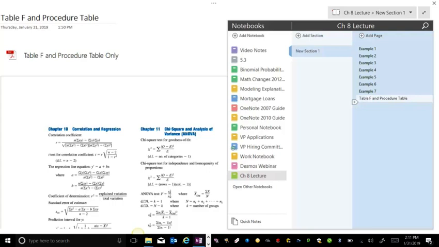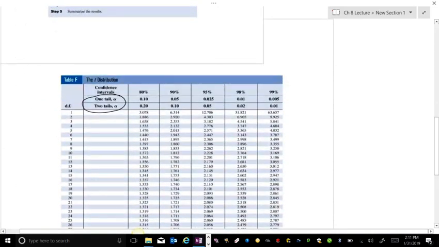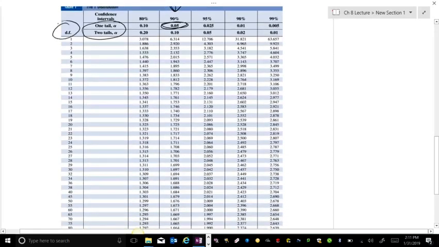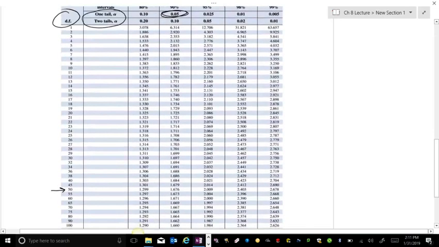So in the table, let me just move this up here, I am looking for one tail 0.05, so I'm going to be looking in this column here. And I'm looking for 49 degrees of freedom. So I'm looking along the left column for those degrees of freedom. 49 isn't listed, so I pick the one larger, which is 50. I am in the second column, one tail 0.05, 50 gives me 1.676. So that's the value that I need for that next step. This is my critical value.